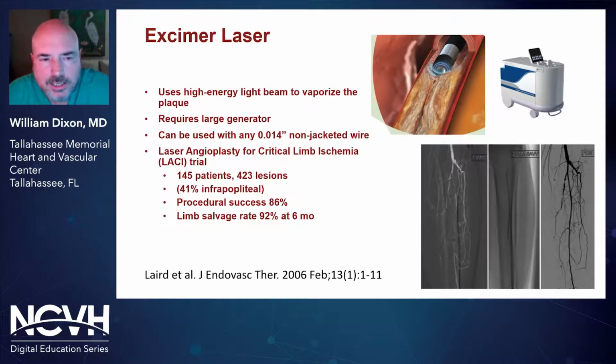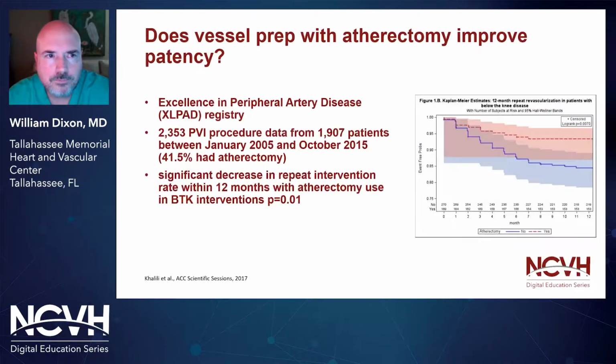There was a trial called LACI, which is laser angioplasty for critical limb ischemia, 145 patients with 423 lesions. In this group, 41% of the lesions were infrapopliteal. The procedural success rate was 86%, and the limb salvage rate was 92% at 6 months. And on the right, you see a vessel treated with laser atherectomy with a very nice luminal result.